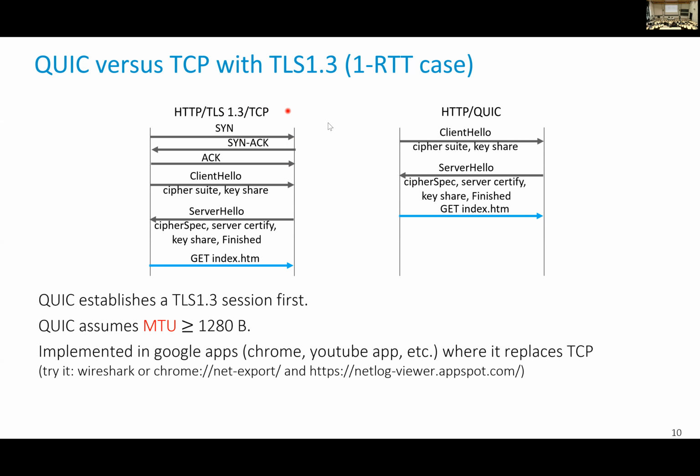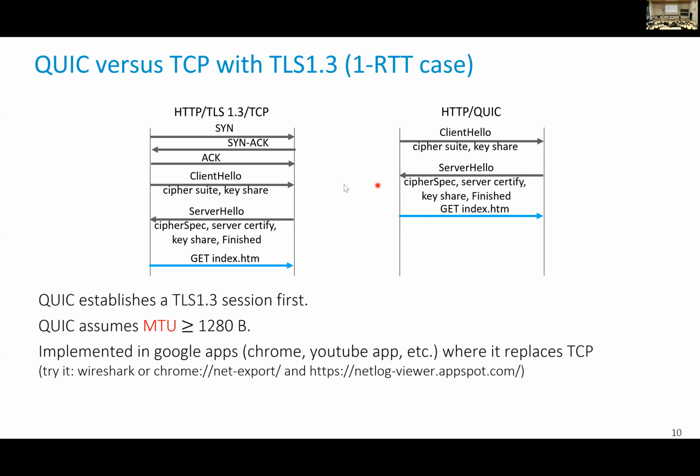But if we are able to agree on a crypto cipher, then we're also able to agree on lots of other parameters, among which is the initial sequence number. So this becomes useless if we do this first. So this is the main observation.